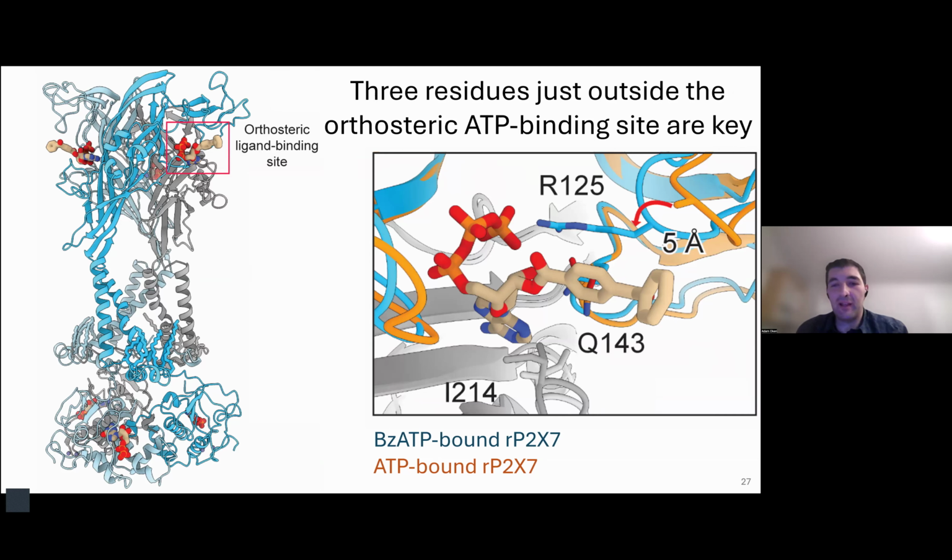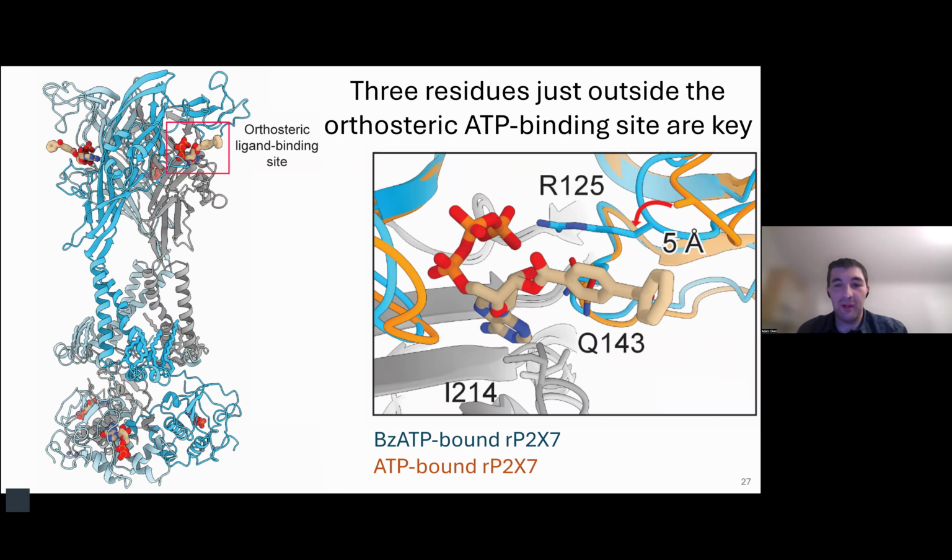So looking just outside the orthosteric pocket, 3 residues are different between the ATP structure and the BZ-ATP bound structure. The first and most significant is seen for residue arginine 125. Looking at the ATP bound structure in orange, arginine 125 is stubbed because there was no density supporting modeling of a side chain. In contrast, in the BZ-ATP bound structure in blue, the side chain of arginine 125 has beautiful density and is well ordered.